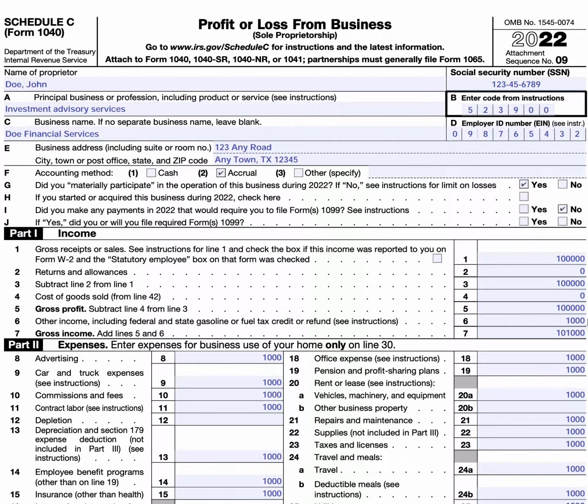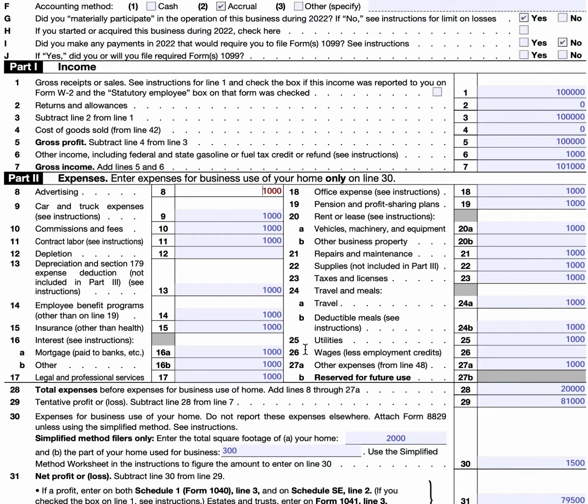Once you have your other income items, you simply add lines 5 and 6. That is your gross income. So in part 2, we're now going to record certain expenses. For simplicity, I've entered $1,000 for most of these line items, except for a few that we'll lightly brush over. Financial planners don't really have to worry about depletion expenses, so there are a couple of items here that might not be applicable.